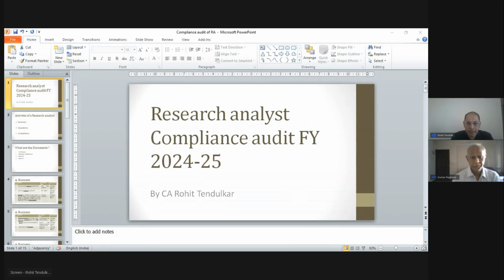Next point. In business activity, the research analyst certificate is granted by SEBI. The document type is the SEBI registration certificate. Who will be responsible for maintaining the compliance with the tenure of this certificate? It will be cast on the individual or the principal officer of the non-individual research analyst.